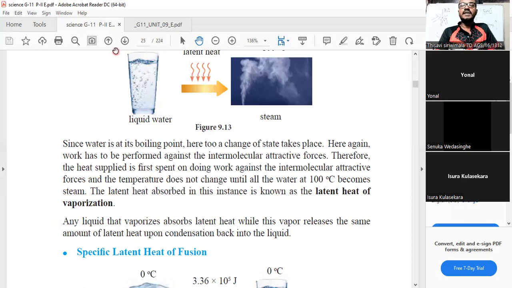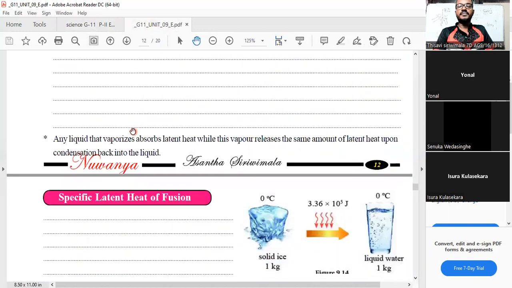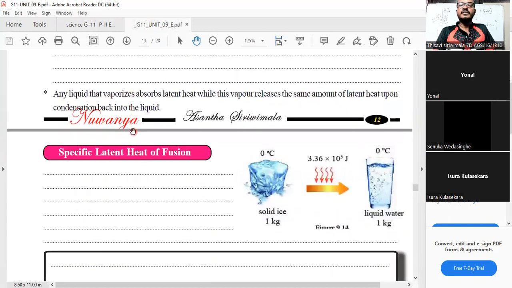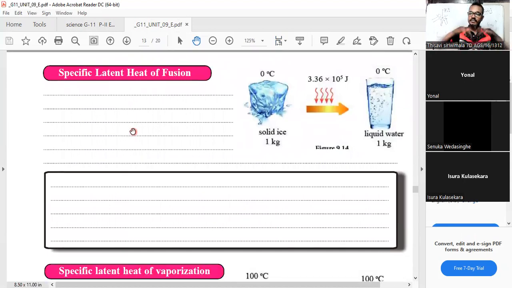Then we come to the specific latent heat of fusion. Now the normal latent heat applies for any mass. So when we say specific, we limit the mass to 1 kilogram. Here we are considering only 1 kilogram of ice at 0 degrees Celsius, which is converted into liquid water at 0 degrees Celsius. At that point, a certain amount of energy is absorbed. That is called the specific latent heat of fusion.